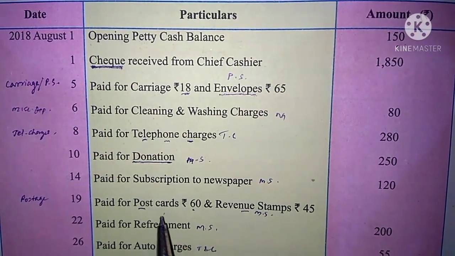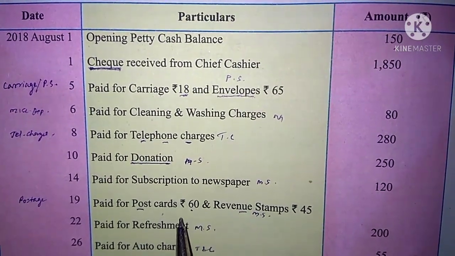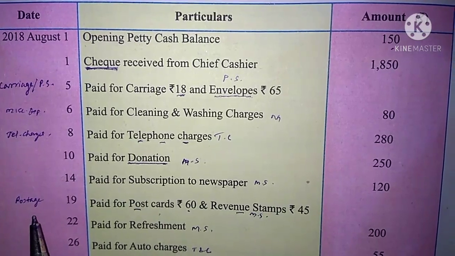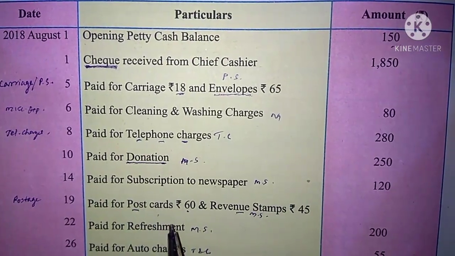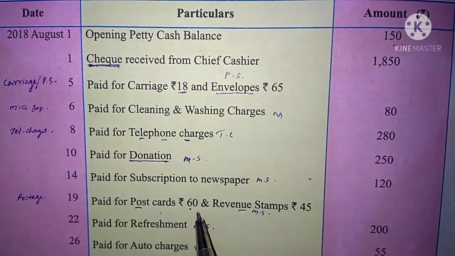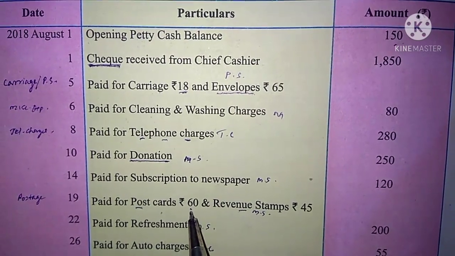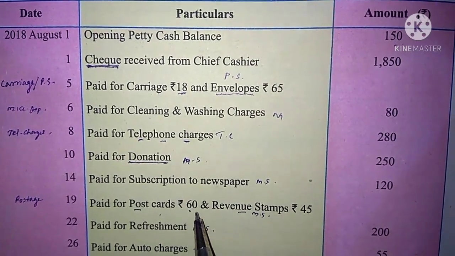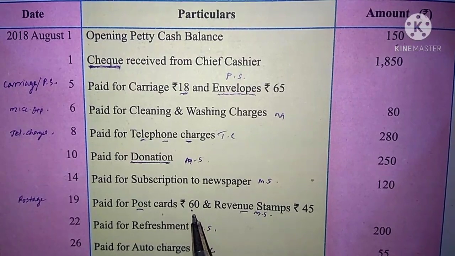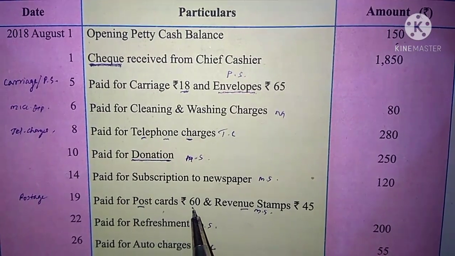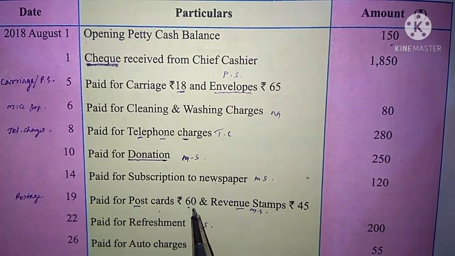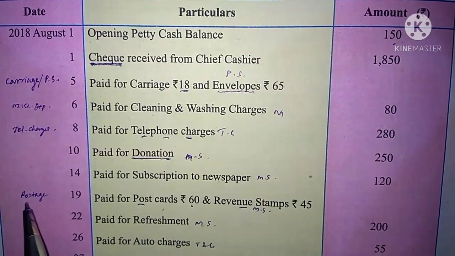So this expenses will go to their respective accounting head, that is the postage. And this 60 rupees again we have to write in the column, that is total amount paid, and the same 60 rupees then again we have to show to their respective accounting head, that is in postage.